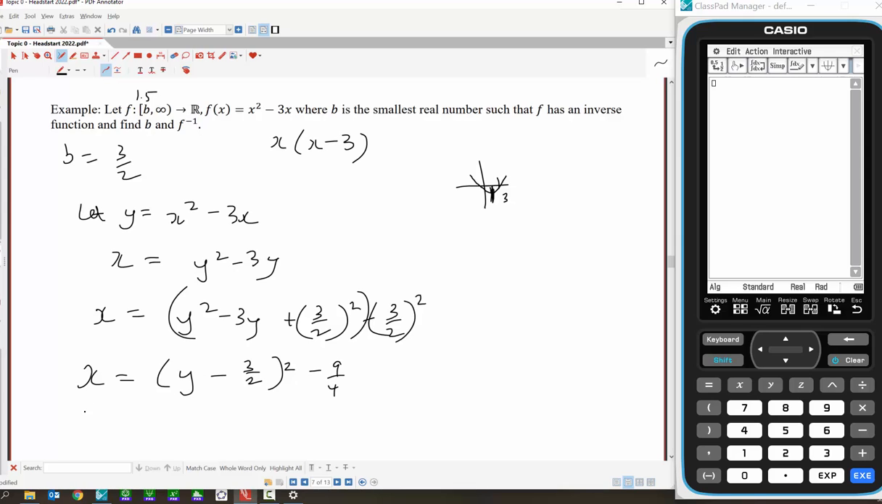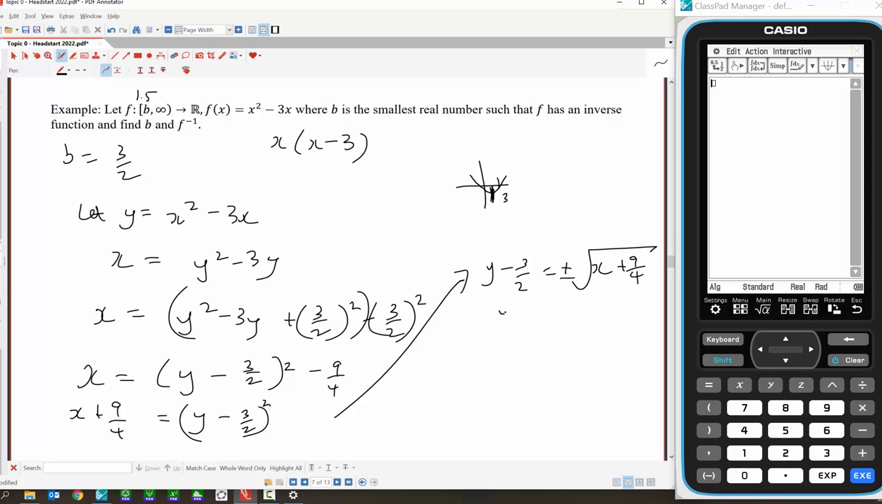Alright, so I'm going to do x plus 9 on 4 equals (y take 3 on 2) all squared. Then I'm going to get y take away 3 on 2 equals plus or minus root of x plus 9 on 4. So y equals plus or minus root of (x plus 9 on 4), plus 3 on 2.